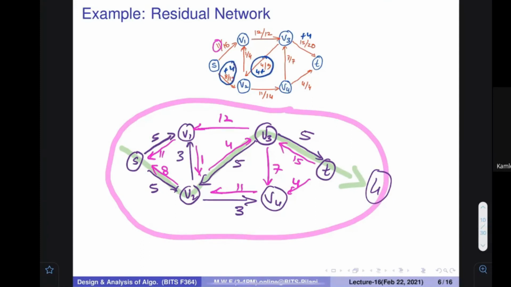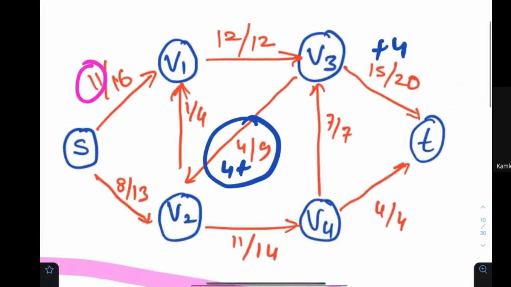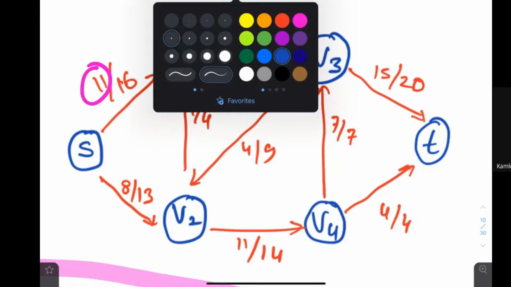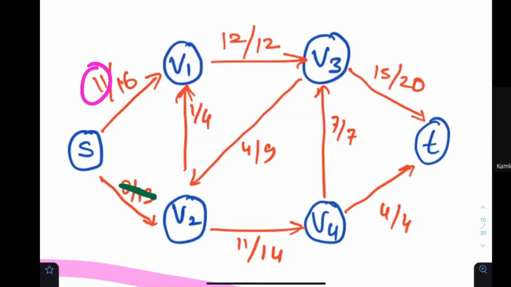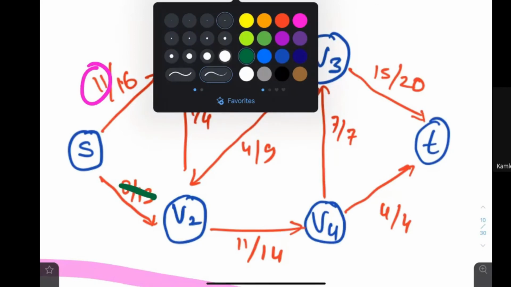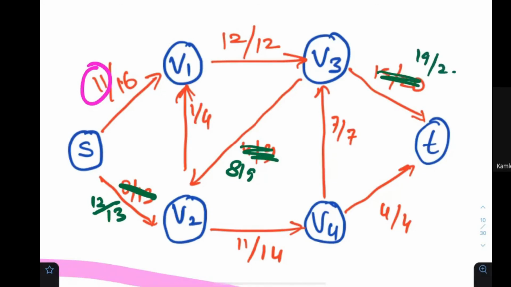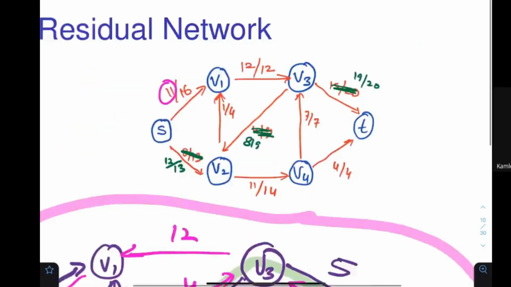Can you do this change? What's the problem? No issue. In this particular graph, let me remove this part. I can say that safely. You put 8 by 13, I think I can take the smaller one. I can say that 8 by 13 becomes 12 by 13. This 4 by 9 becomes 8 by 9. So I can remove it. 15 by 9 becomes 19 by 20. Okay, this is what the flow is.